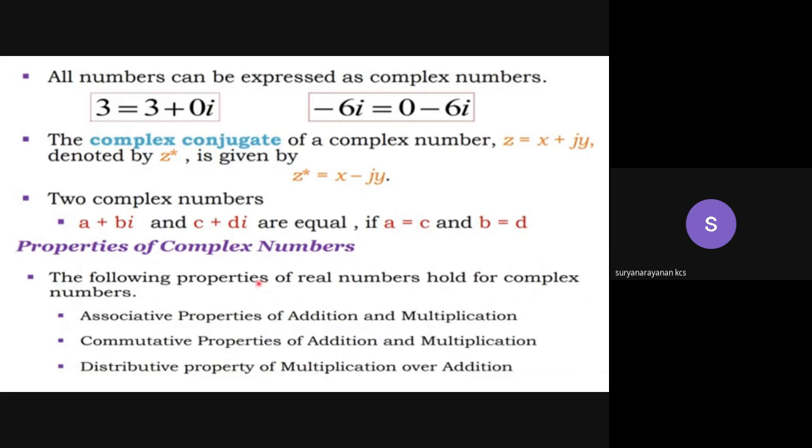Now come to the properties of complex numbers. The following properties of real numbers hold for complex numbers also. Whatever properties of real numbers there are, the same properties can be applied for complex numbers also. What are the properties? Associative properties of addition and multiplication, commutative properties of addition and multiplication, distributive property of multiplication over addition. All these properties we have studied in the case of the set of real numbers. We can use the same properties for complex numbers also. Understood this point, my children?